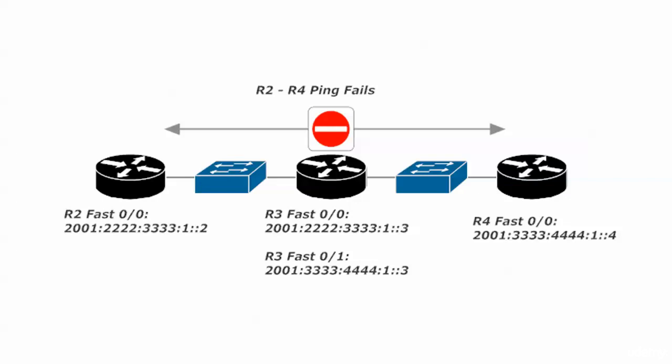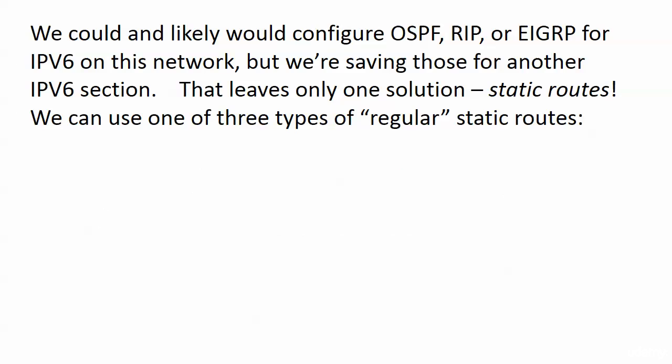And typically in a network, we know we're going to add a dynamic routing protocol. We're going to use OSPF, RIP, or EIGRP. We're saving those for later version 6 studies. So that kind of leaves us just one solution, static routes. And we have static routes, we have host static routes, we have default static routes. You're going to love the default static route. But first, we got to cover these regular ones.